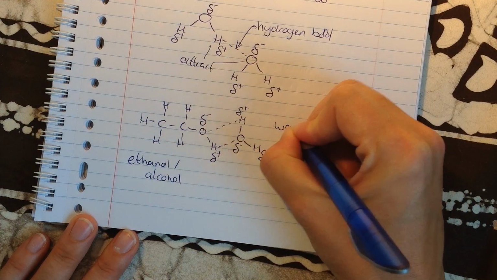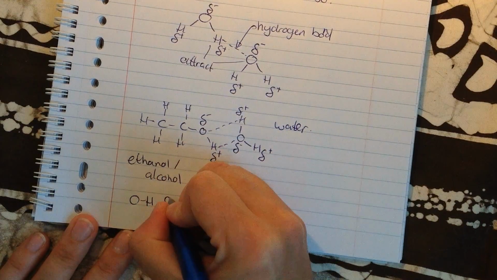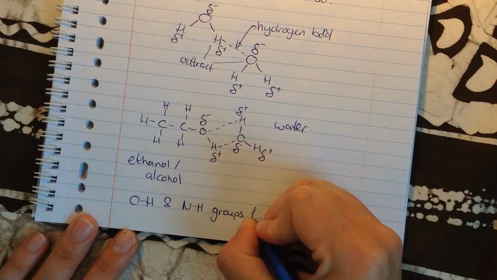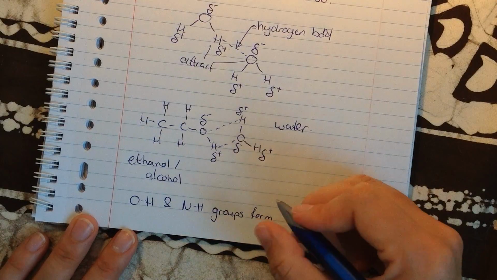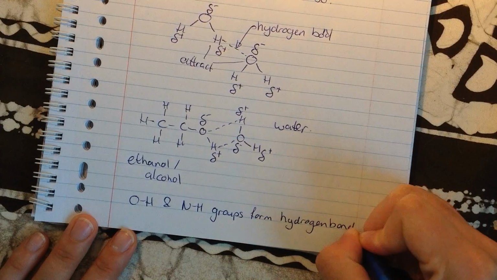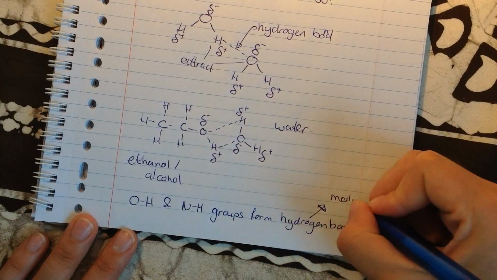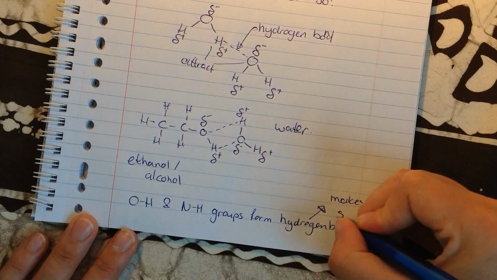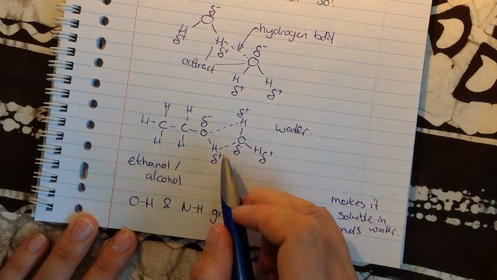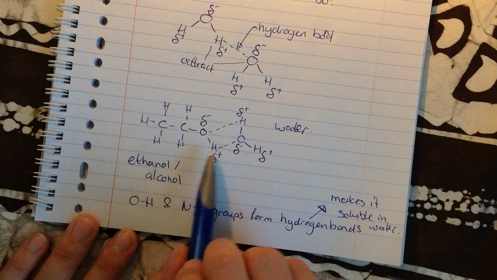This is water, obviously. So OH and NH groups form, can you still read it? Yes. Hydrogen bonds. And basically when you have a hydrogen bond, it makes it soluble in water. Because of those bondings, that is why ethanol or alcohol dissolves in water, because it can form hydrogen bonds.